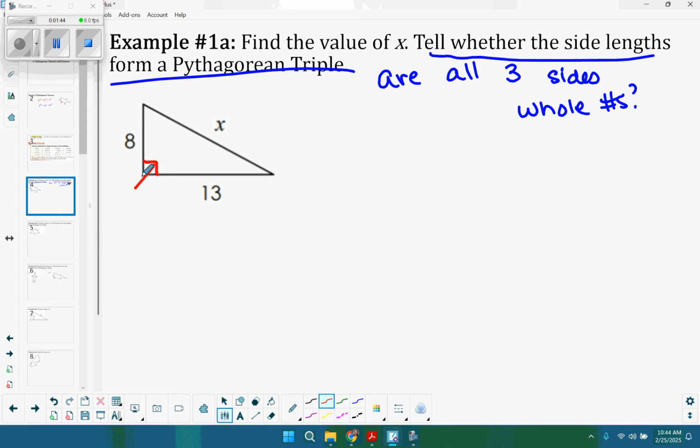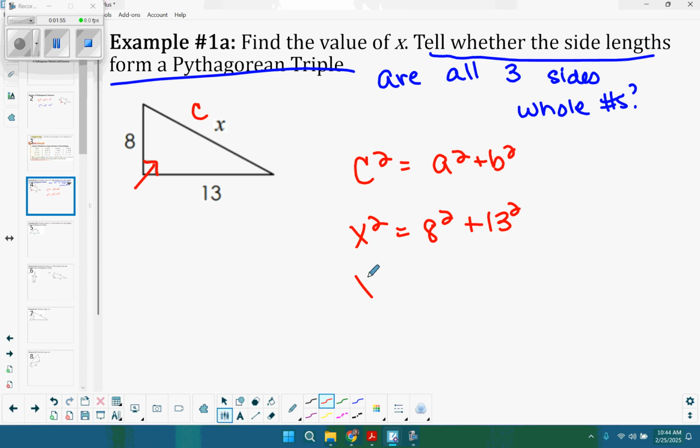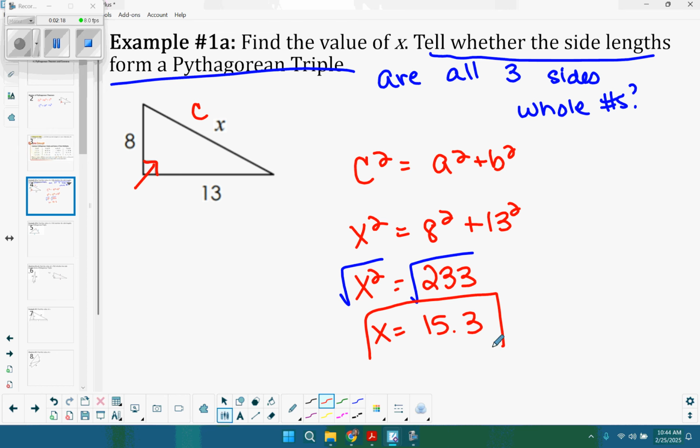I'm going to use my right angle to determine what side is C, and I'm going to plug it in to C squared equals A squared plus B squared. So that's going to be x squared equals 8 squared plus 13 squared, or 13 squared plus 8 squared. We could do this all on the calculator at once, or you could put it in separately: 8 squared and then 13 squared and then add them up. On the calculator, 8 squared plus 13 squared is 233. My last step is to take the square root of both sides to get x. Taking the square root of 233, I get 15.3. That's a decimal, which means all three sides were not whole numbers. So my answer is no, they are not a Pythagorean triple.